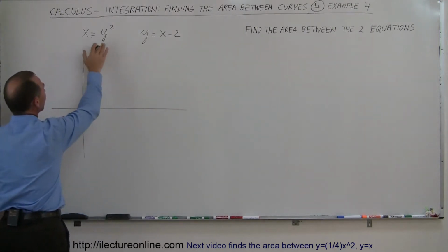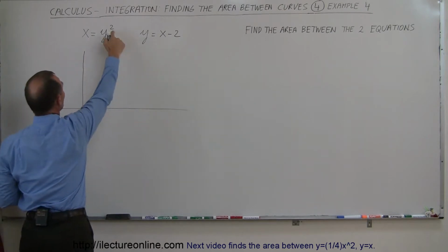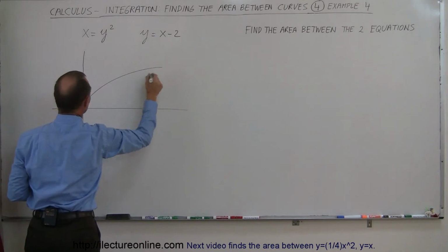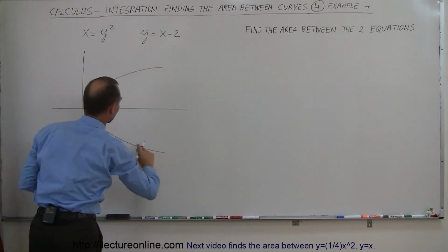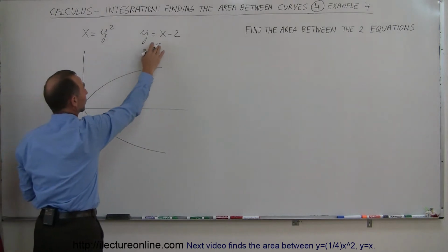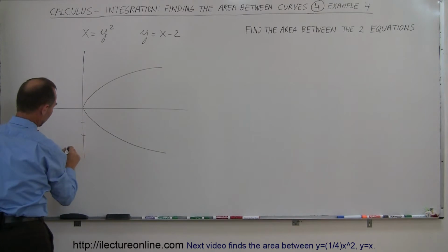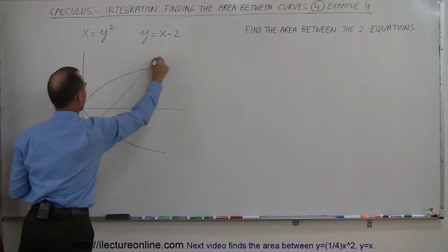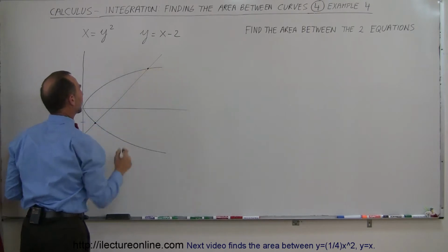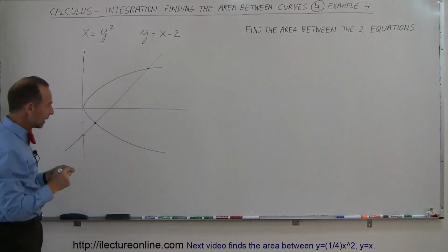x equals y squared is a parabola that is pointed sideways like that because the exponent is not on the x term but on the y term, so that parabola looks like this. And therefore this is called a relation, really, not a function. And there's a straight line, y equals x minus 2. The y-intercept is at minus 2. The slope is 1, so it looks kind of like this. And notice that those two equations cross right there and cross right there. And there's the area bounded by the two equations.